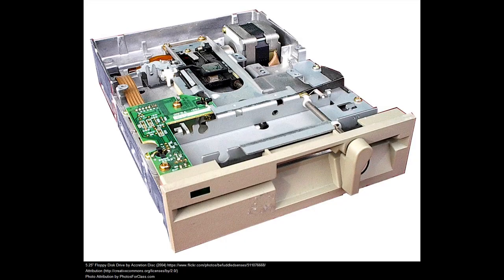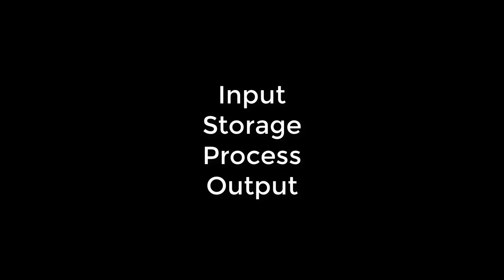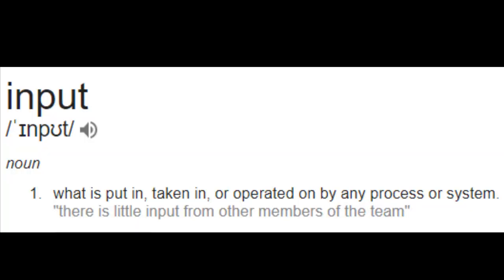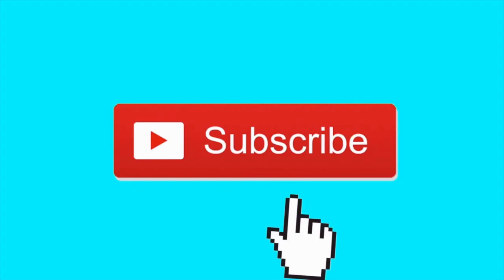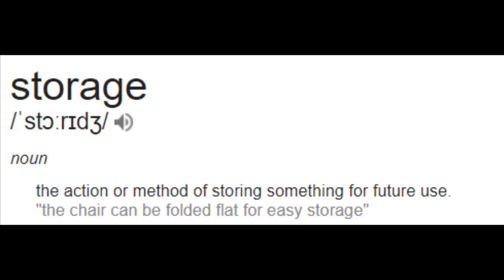Now let's talk about how these computers work. No matter what computer, 200 years ago or a NASA computer, they all perform 4 tasks. Input, storage, process and output. Input is what is put in, taken in or operated on by any process or system. For example, you pressing on your mouse button to subscribe. That's input. Storage is the action or method of storing something for future use.